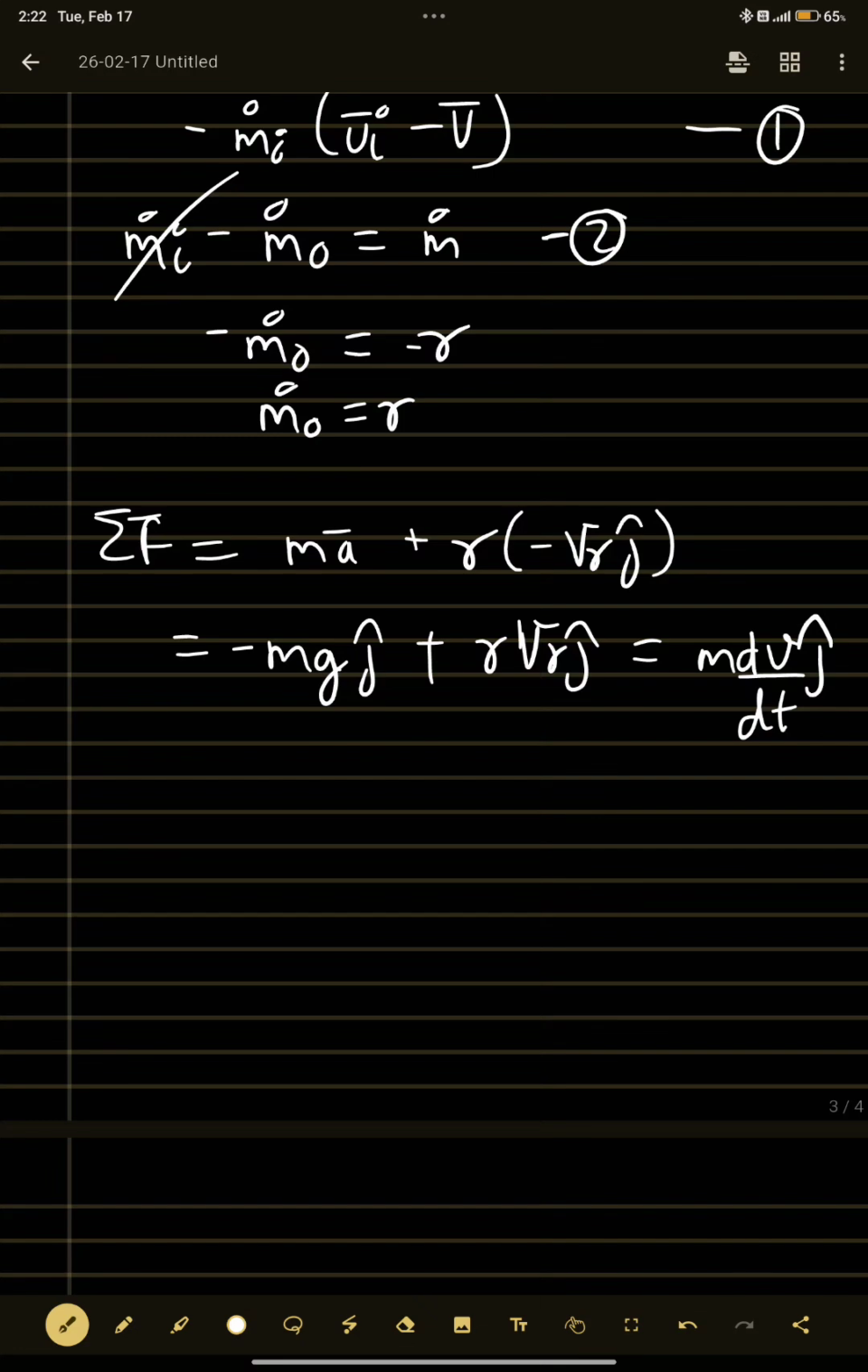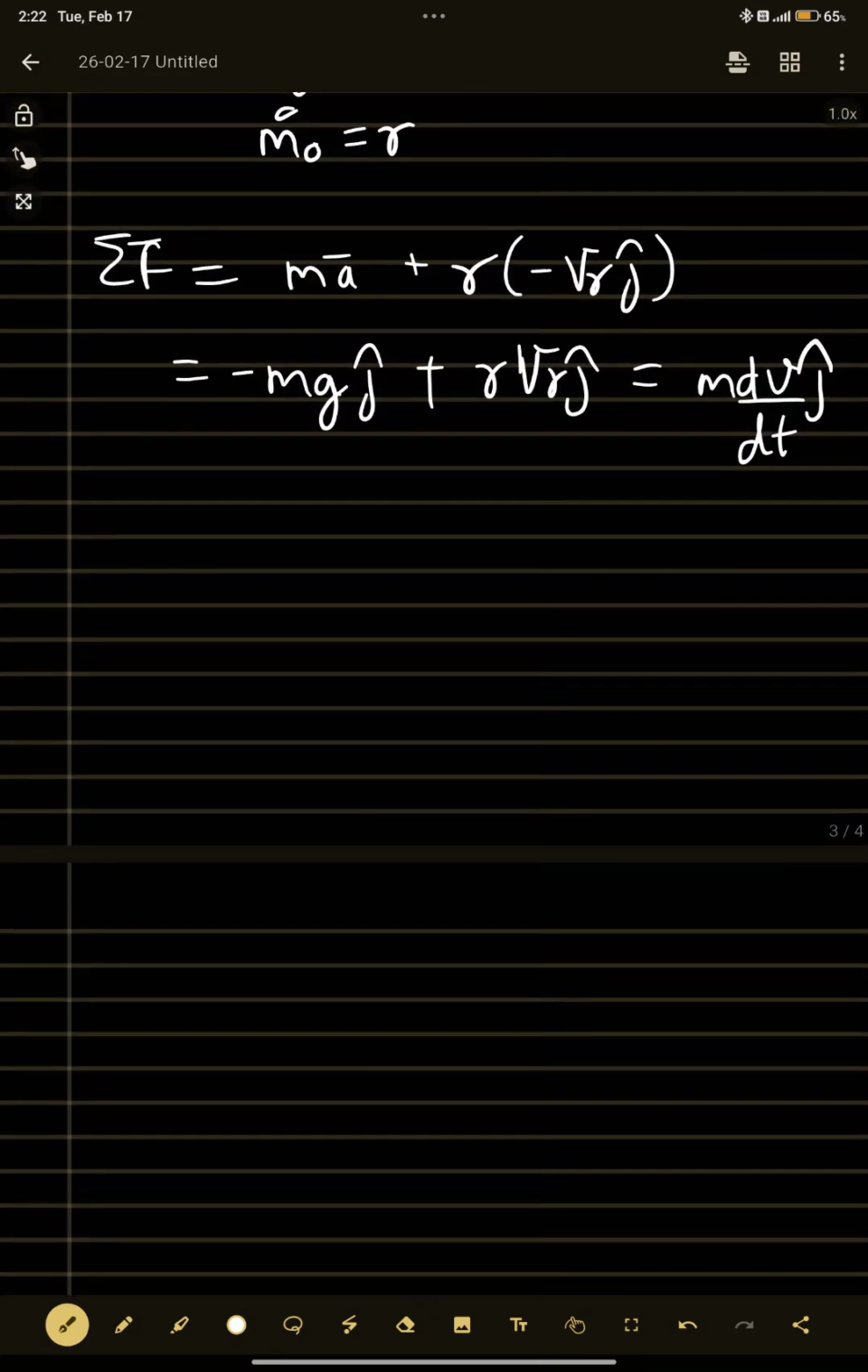Before this goes any further, you should also note what is m. This m is the mass of the rocket. At the start its mass was m naught. Then it starts depleting at the rate r. So this is m naught minus rt. At t equal to 0 it is m naught. Then as t progresses the mass decreases.